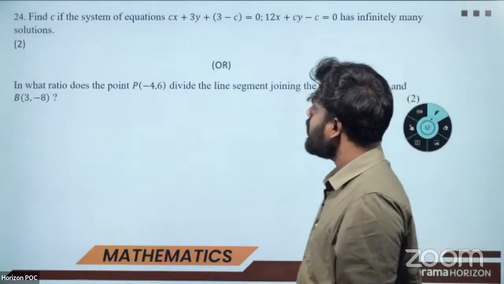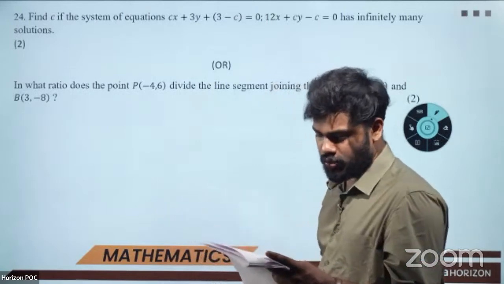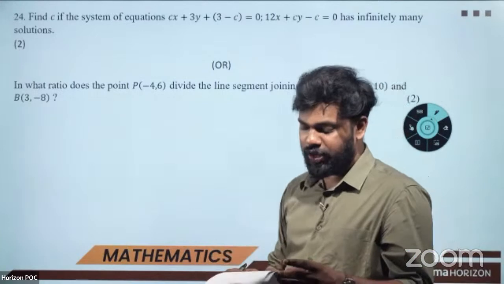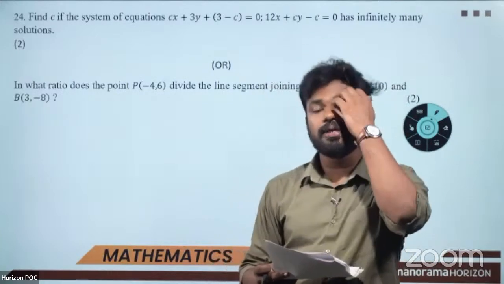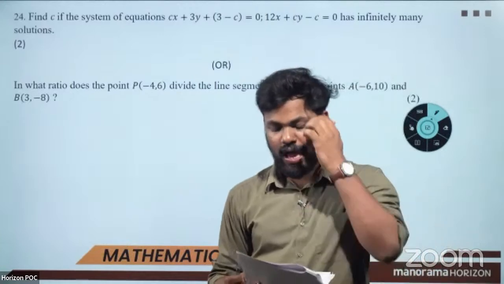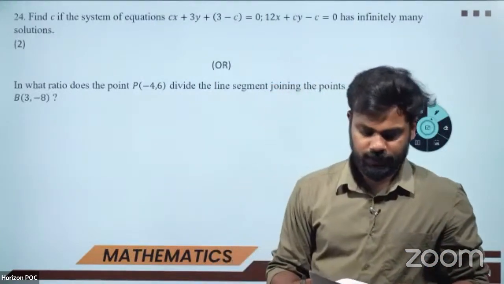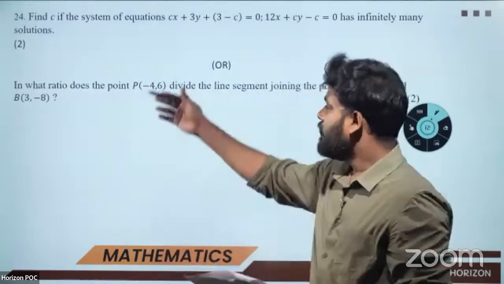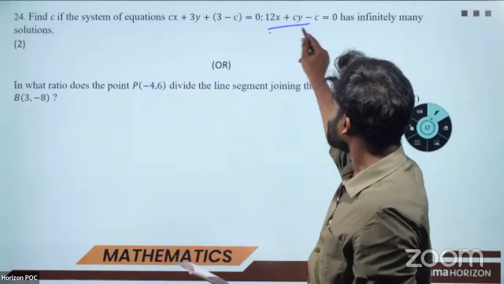So you have two parts there. 24th question has two parts. One over part is there. What is the first part? Find C if the system of equations cx plus 3y plus 3 minus c is equal to 0, and 12x plus cy minus c is equal to 0, has infinitely many solutions. That is one part. And there is an OR part. I'll read that OR part later. First, let's look at the first part.